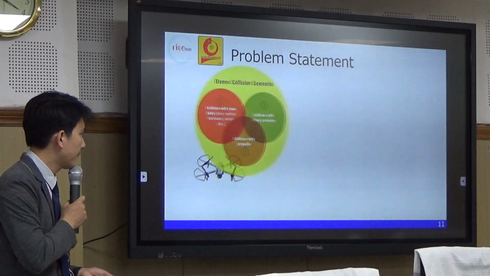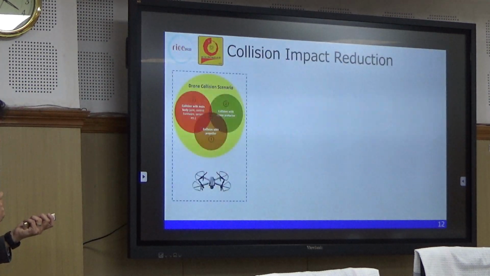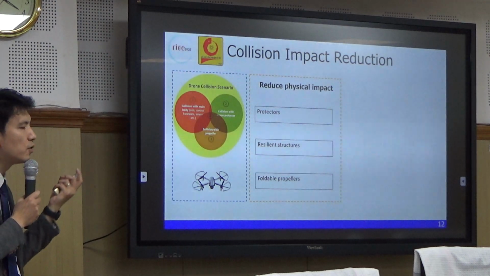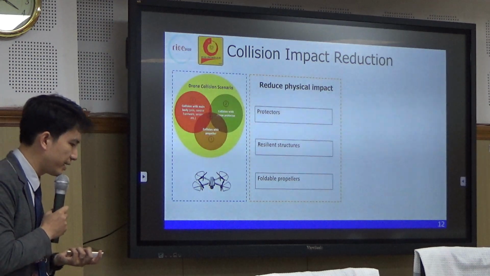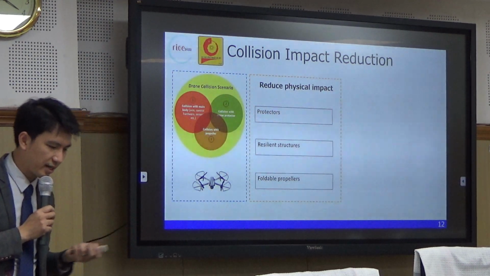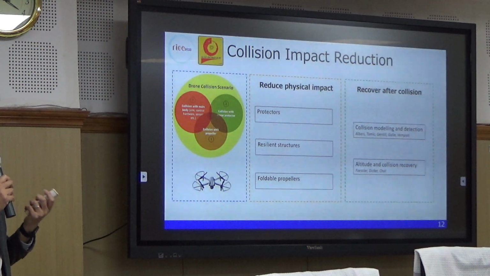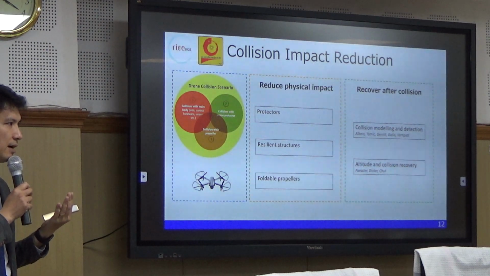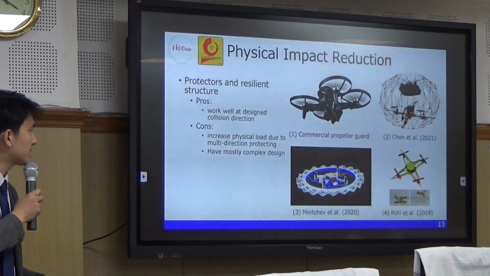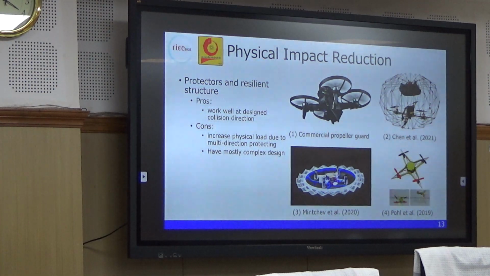So how do researchers deal with this problem? Here we have two main solutions. The first one focuses on reducing physical impact. Here we use some protectors, some resilient structures, and some foldable propellers to deal with that. The second one uses a recovery strategy after collision, so it focuses on the intelligence of the drone. Now let's go to the first one, the protector and the resilient structure.